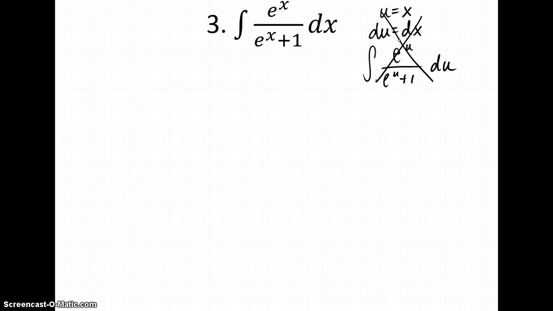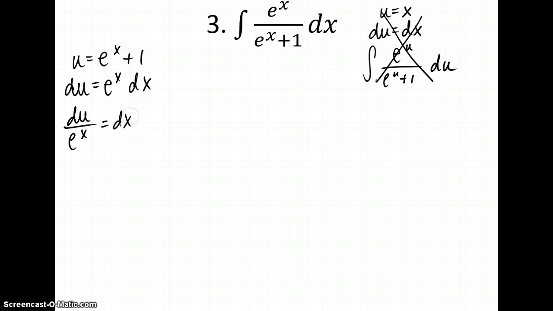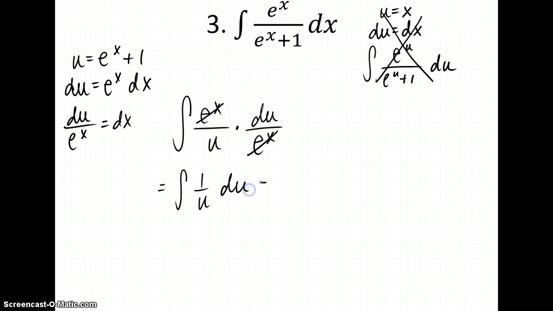Let's think of the other integral rules we've had. So I'm going to let u be the entire denominator. That makes du e to the x dx. Solving that for dx. Now let's look at our u substitution: e to the x over u times du over e to the x. We got the appropriate terms to cancel. So our u substitution would be 1 over u du. And now the antiderivative of 1 over u is the natural log of the absolute value of u. So final step, replace that with e to the x plus 1.